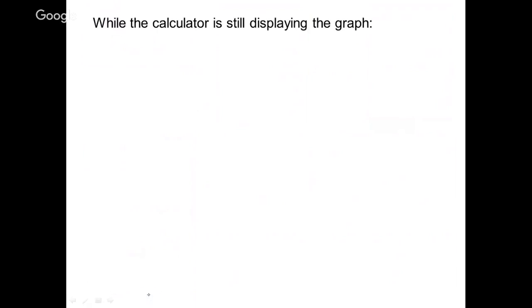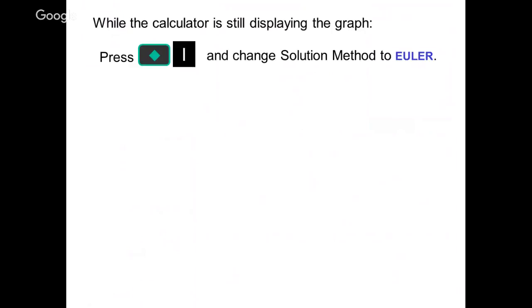All right, while the calculator is still displaying the graph, let's do this. Diamond, F, and change the solution method to Euler. Euler's method, okay? Got it? Now, there were several solution methods, right? One was Euler's. Okay. That's Euler's, got it? Oh, okay, okay.